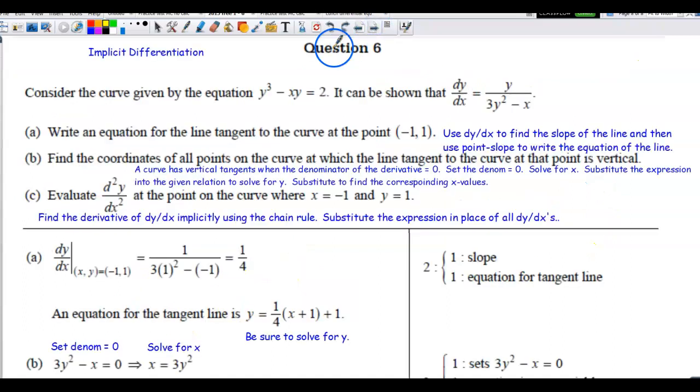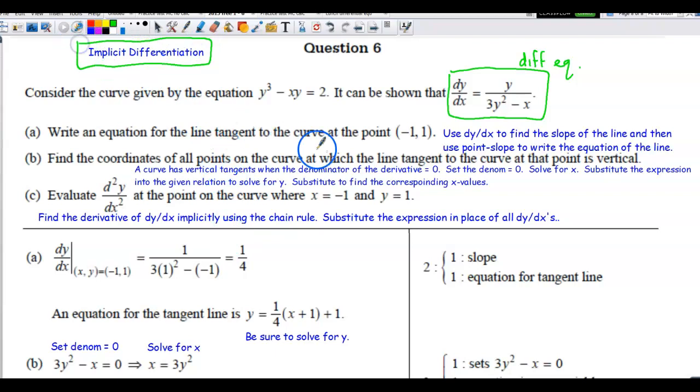And finally, question number 6. Notice in question number 6, if you just look over here, you might think, oh, here we go again with another differential equation. And it actually is a differential equation. But the focus in this problem, I don't think, they're not going to ask us to separate, integrate, solve. We're actually going to deal in this problem with implicit differentiation.